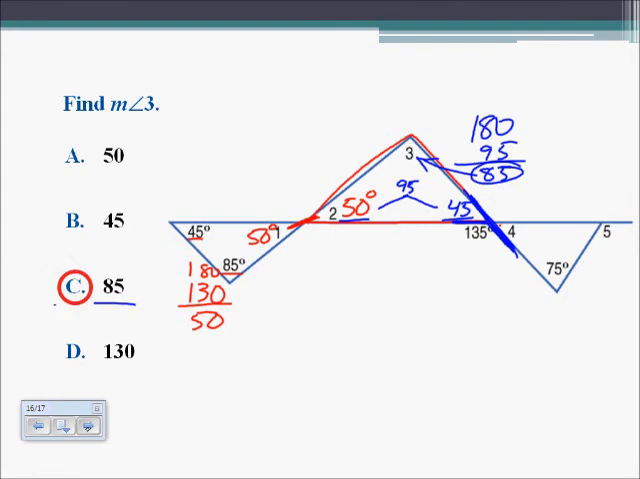So breaking down this problem, like I said, would be very similar to one we take on the test, just using vertical angles and linear pairs and angle relationships to solve.